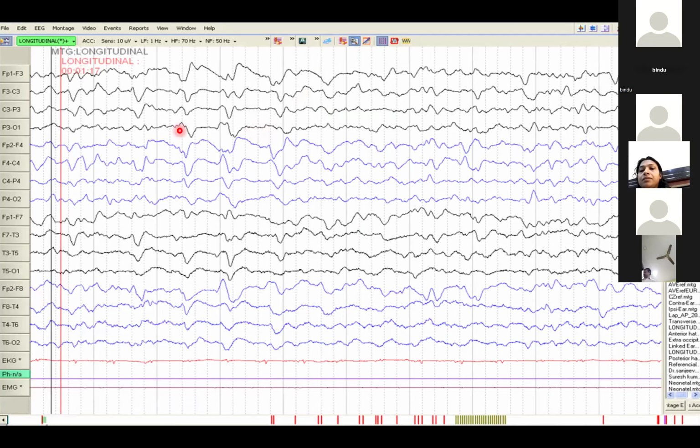So this is an EEG in longitudinal bipolar montage that is read at a sensitivity of 10 microvolts. You can see background slowing, that is generalized slowing, and there are generalized periodic discharges of triphasic morphology that are present bilaterally and mostly expressed in the frontocentral regions. And you can see three phases: initial negative, then a positive, and then a negative phase.